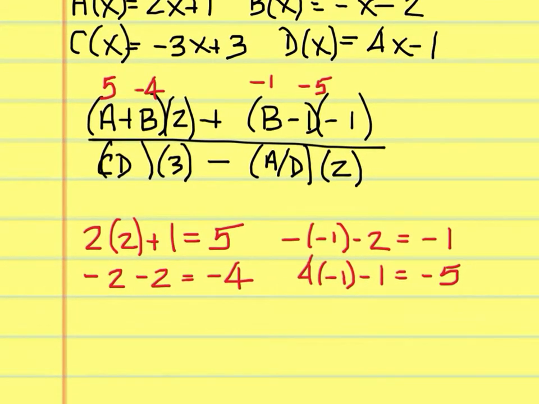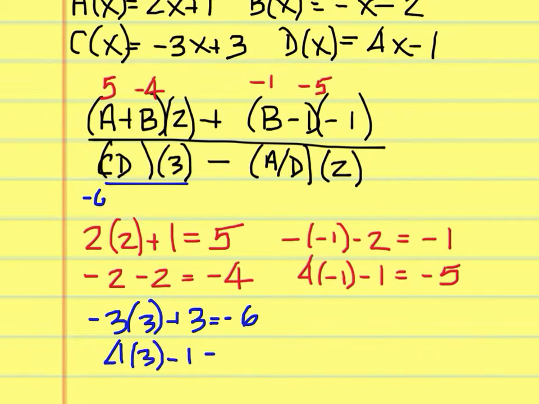So let's go back down here and try this one. Put a 3 in for the c function. Negative 3 times 3 plus 3. Negative 9 plus 3 is negative 6. So I'll have a negative 6. And if I put 3 in for the d function, it's 4 times 3 minus 1, which is 11. So I'll put that in there.